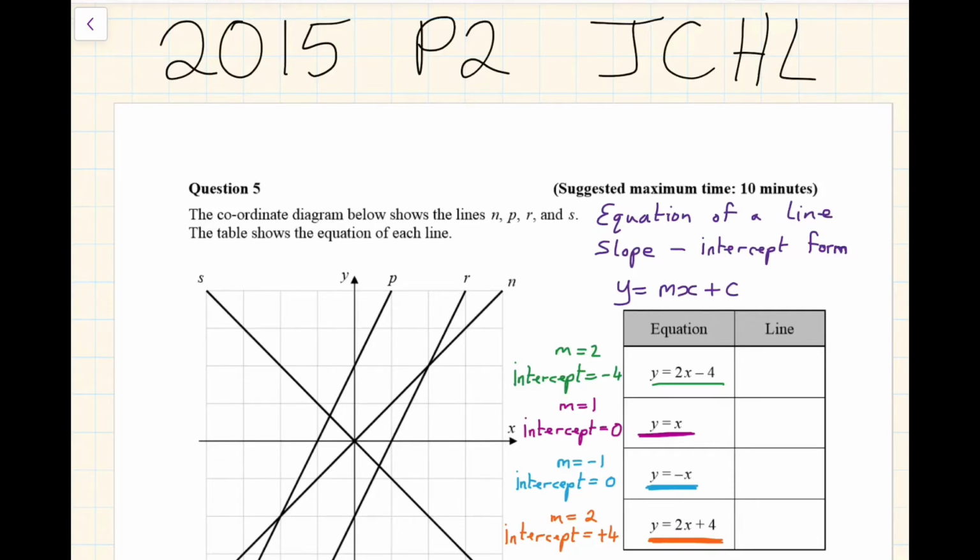Hi guys, a short video on the 2015 paper 2 coordinate geometry questions for Junior Cert higher level. So it's coordinate geometry. There's two questions, question 5 and 6. So we're going to take a look at these.